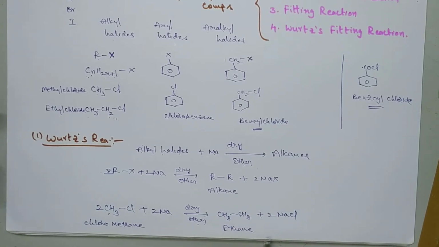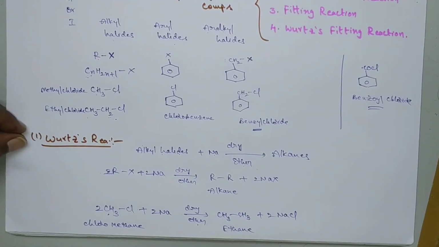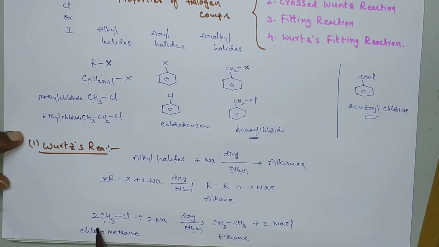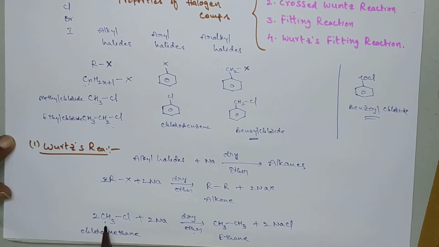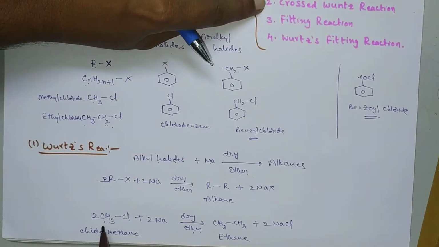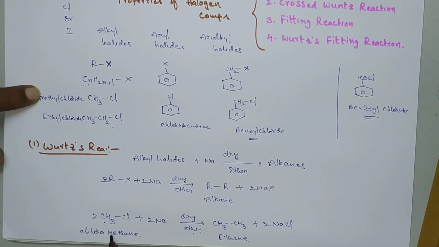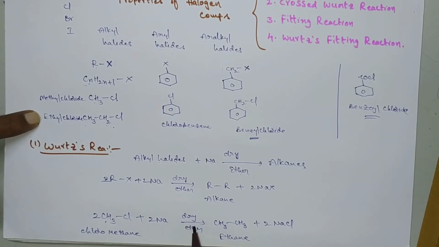Let us move on to the next reaction, that is crossed Wurtz reaction. The slight difference between Wurtz reaction and crossed Wurtz reaction is that in case of Wurtz reaction we take 2 alkyl halides that are both similar. But in case of crossed Wurtz reaction we have to take 2 different alkyl halides, means one is methyl chloride, other one is ethyl chloride. If 2 different alkyl halides undergo this Wurtz reaction, then the reaction is said to be crossed Wurtz reaction.